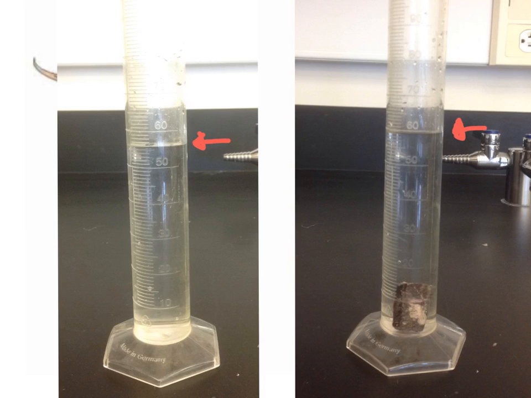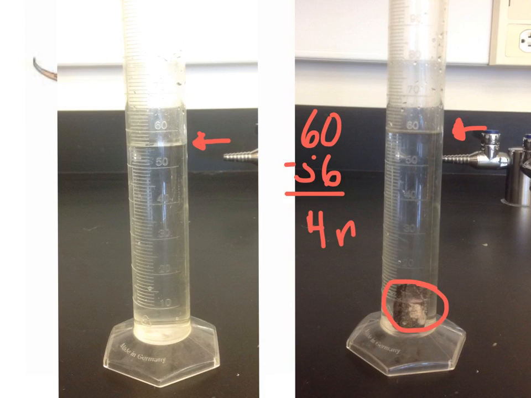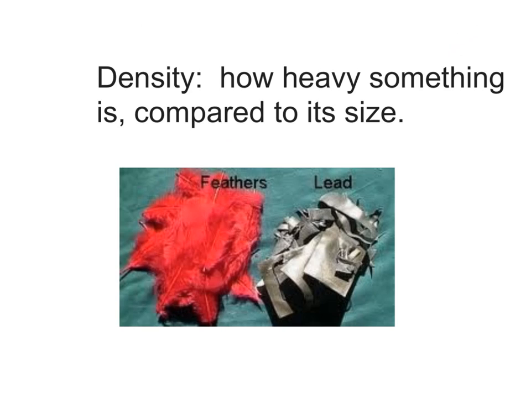Now, we didn't add any more water to the graduated cylinder, but we did add this solid object. So I know that its volume is the difference between 60 and 56, so if I subtract those, it's pretty easy, and I get 4 milliliters. That's the volume of the object that I added.